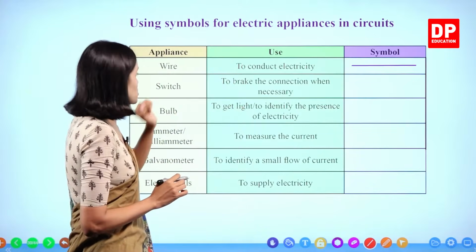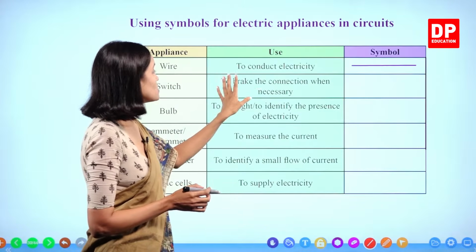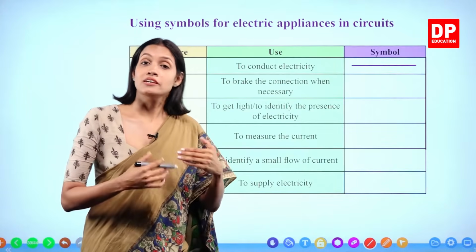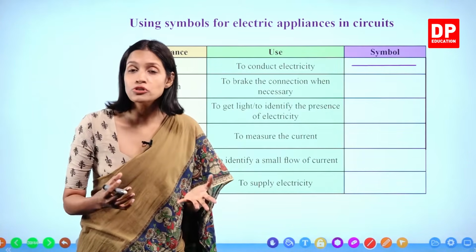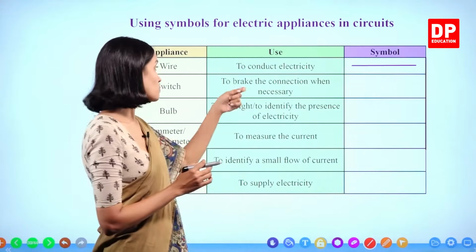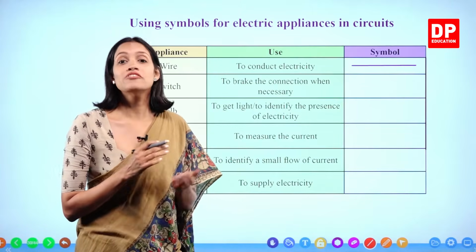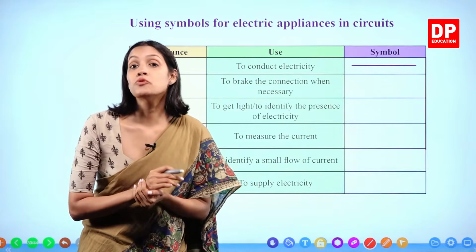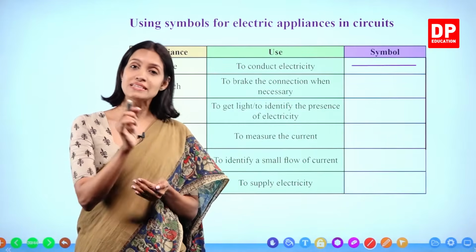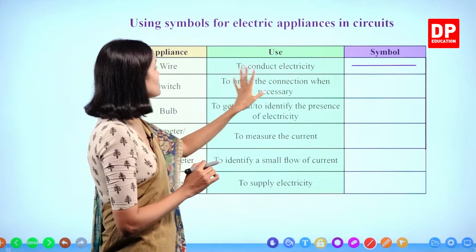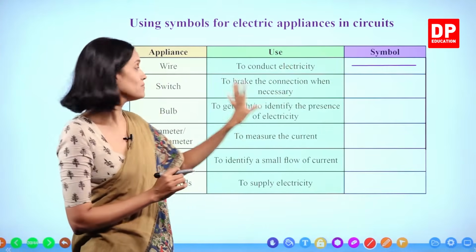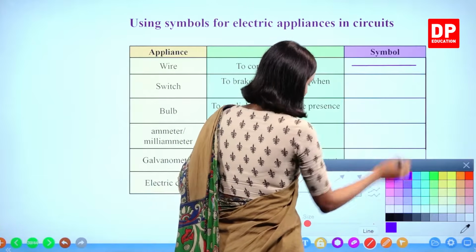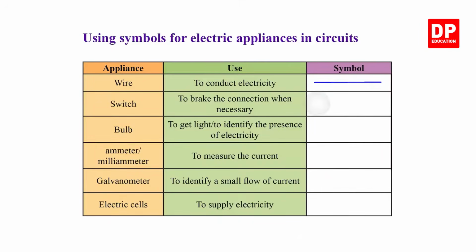The next one, switch. Switch is used to break the connection when necessary. Now, why do we connect a switch to the circuit? Let's say that in the previous experiment, when we don't want to turn on the light, we can open the switch, right? If we connect a switch, when the switch is open, the circuit will not work. So if we want to stop the circuit from working, we can easily add a switch, okay? So to break the connection when necessary, what is the symbol? Observe carefully. You can draw the switch like this.